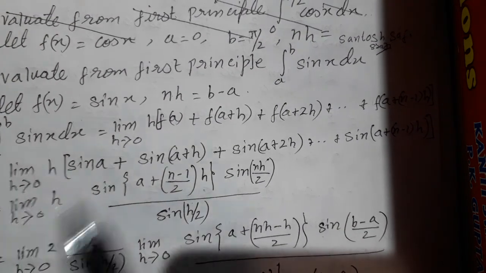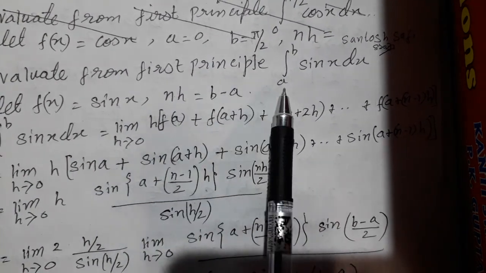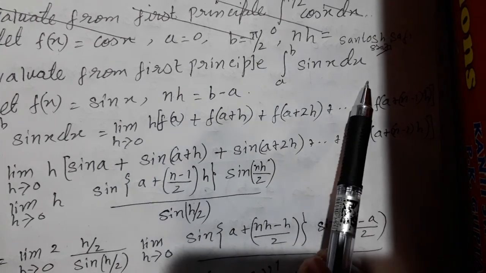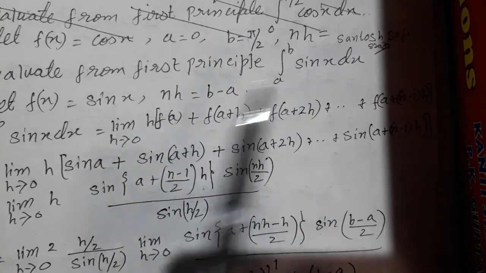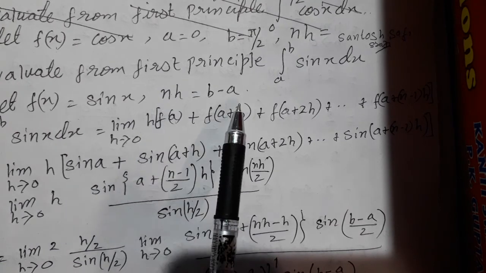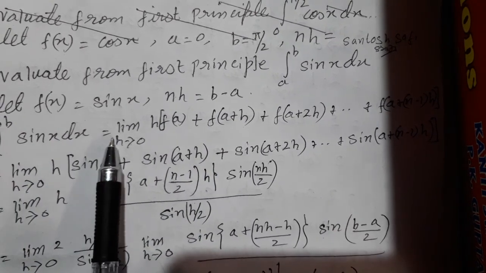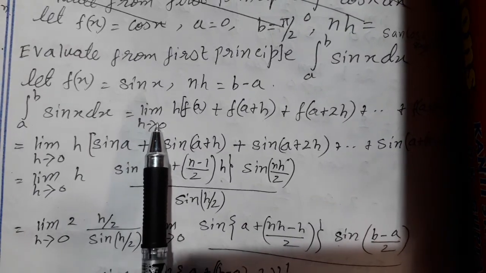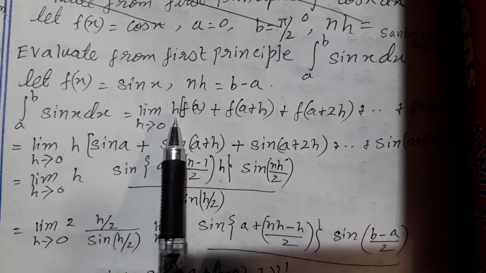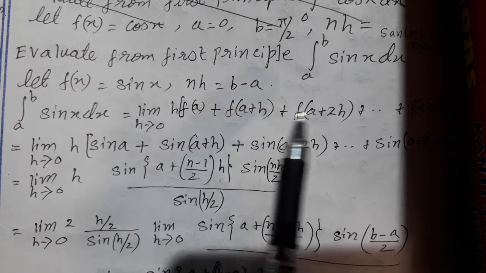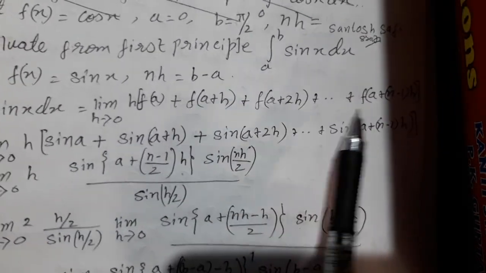So we are going to evaluate from the first principle the integral from a to b of sine x dx. Here f(x) is sine x, and nh is b minus a. So we are using the formula: the integral from a to b of sine x dx equals the limit as h tends to 0 of h times [f(a+h) plus f(a+2h) plus so on till f(a+(n-1)h)].